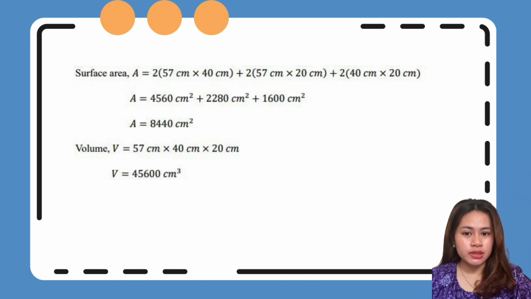We need to substitute the length equal to 57 cm, the width equal to 40 cm, and the height equal to 20 cm into the formula. And we can get the surface area of the rectangular prism, A equals 8,440 cm squared. The same goes for the volume, V. We need to substitute its length, width, and height respectively. So we can get the volume of the rectangular prism, V equals 45,600 cm cubed.